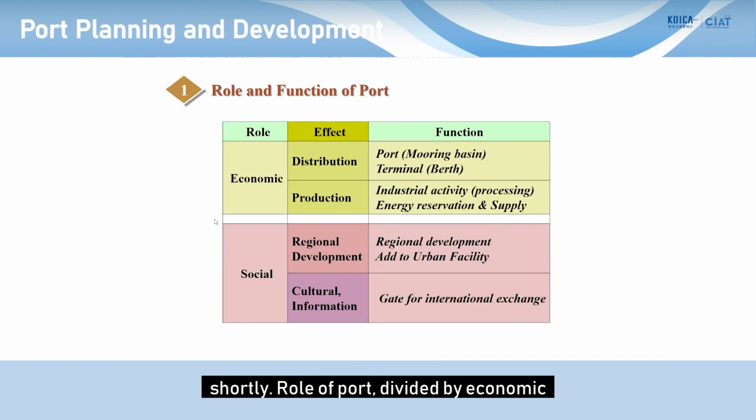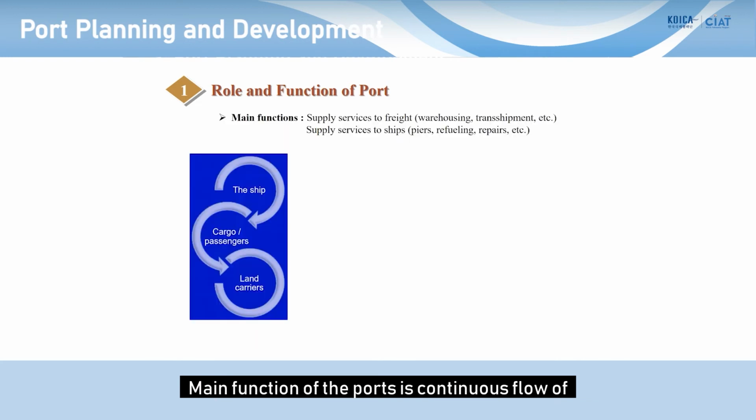The roles of a port are largely divided into the economic side and the regional social side, including regional development and a cultural exchange and information gate. The function of a port is not to provide a simple distinct service, but to serve as an integral part of transport links designed to move cargoes from origins to destinations. Therefore, a port should provide a capability for continuous flow transfer between land and ocean transport modes. The main function of a port is continuous flow transfer, that is, a flow of cargo and passengers.